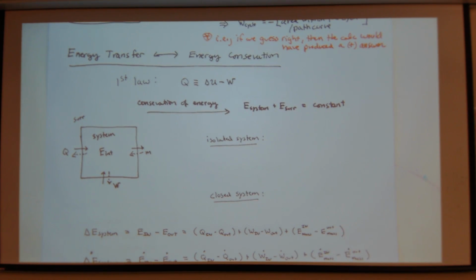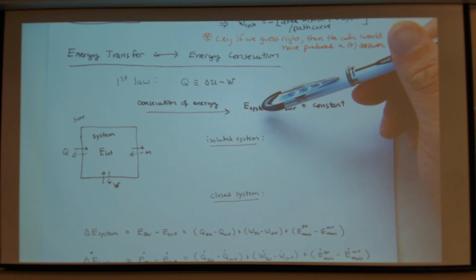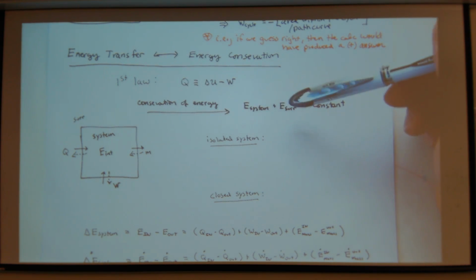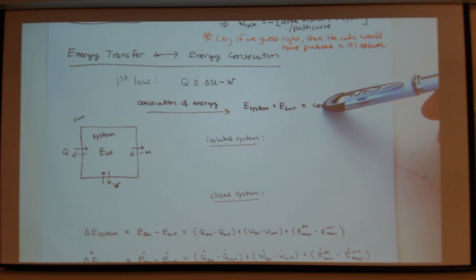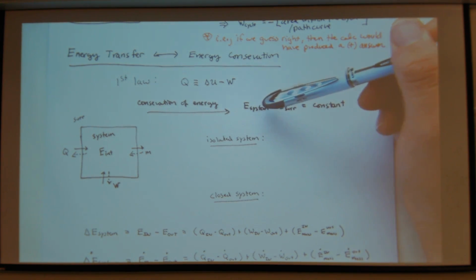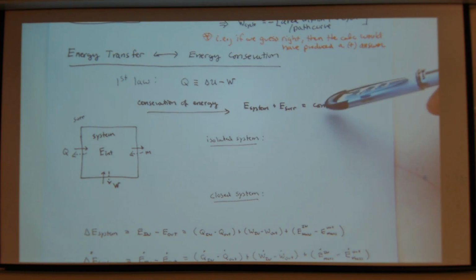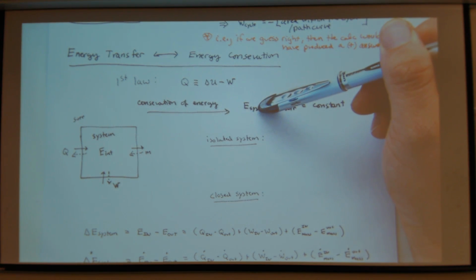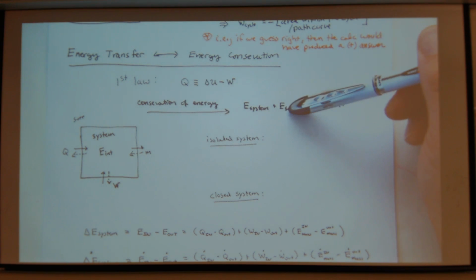So first law, energy conversion, energy transfer. Written the first law in the same format we just did. Conservation of energy, right? Energy of the system plus the energies of the surroundings has to equal a constant. So if the energy of the system increases, the energy of the surroundings has to decrease.